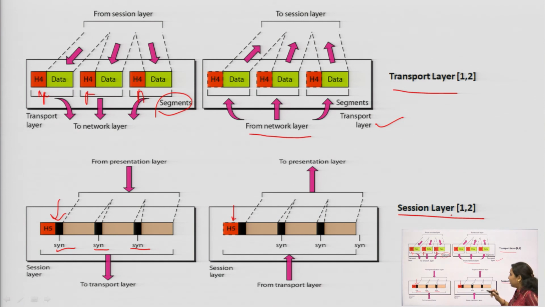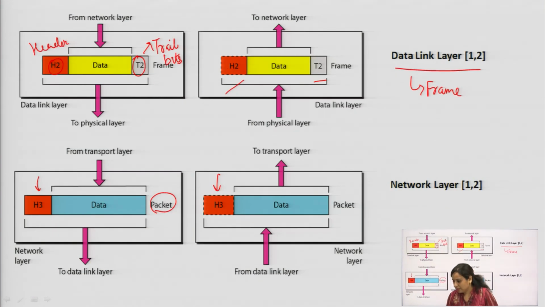In the session layer, the synchronization data is inserted, maybe 1 bit or 2 bits, whatever synchronization bits you want to transmit. These are added at the session layer, and the same has to be used at the receiver side.